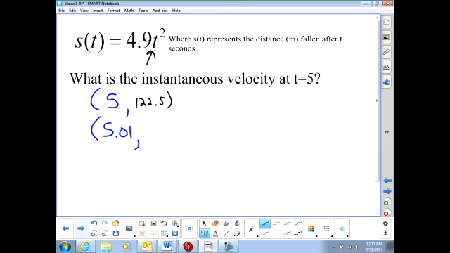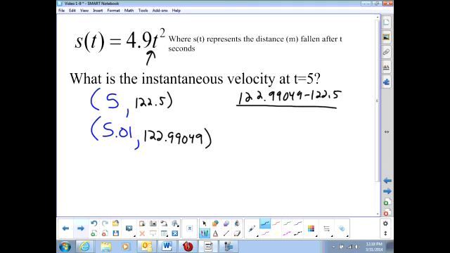We can find the other y value by just putting 5.01 in, and we get 122.99049 or so. And then we can just do the slope from there. So do your 122.99049 minus 122.5, and we'll put it all over 5.01 minus 5. When you do that, we should get approximately 49.049. What we're doing is picking something really, really close to represent our instantaneous velocity. So that should be the slope of the tangent line if we looked at the graph. So it looks like it's pretty close to 49.